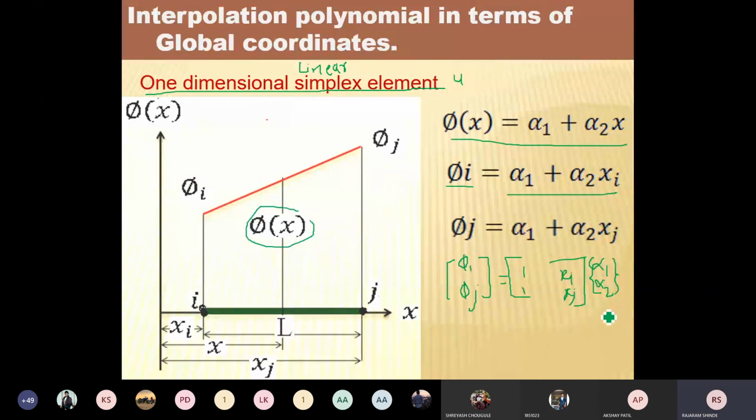Now from this you calculate alpha 1 and alpha 2. You can take the inverse of this matrix in xi and xj, or you can calculate directly. Is it necessary to show how to calculate alpha 1 and alpha 2 from these two equations? Is it necessary to show?